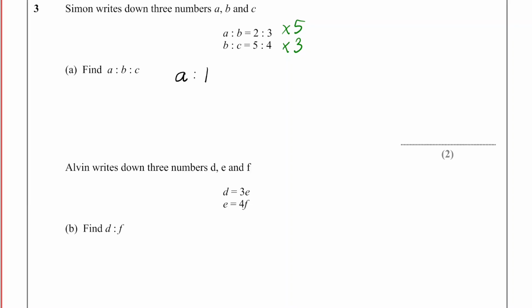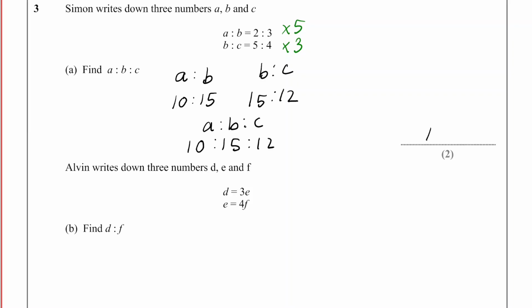So the ratio of A to B, instead of 2 to 3, I'm going to times them by 5. I'm going to say it's 10 to 15. So it's the same ratio as 2 to 3. It's equivalent. And B to C, we're timesing by 3. So it's 15 to 12. So we've got a ratio A to B to C. We can put them together because the B is the same. So A to B to C is 10 to 15 to 12.